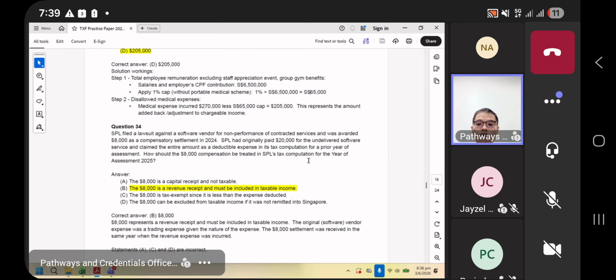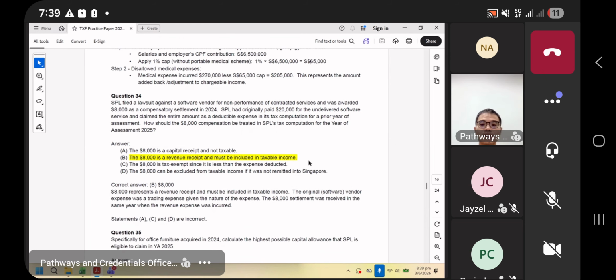Okay, so question 34. SPL filed a lawsuit against a software vendor for non-performance of contracted services and was awarded 8,000 as a compensatory settlement. SPL had originally paid 20,000 for the undelivered software service and claimed the entire amount as a deductible expense in its tax computation for a prior year of assessment. How should the $8,000 compensation be treated? Is it taxable or not? Okay, and the answer is yes, it is taxable.